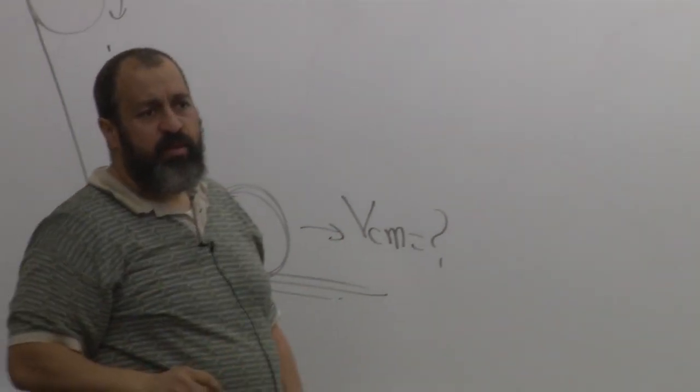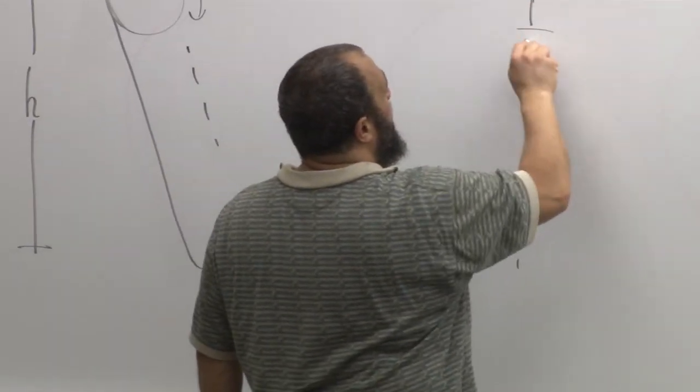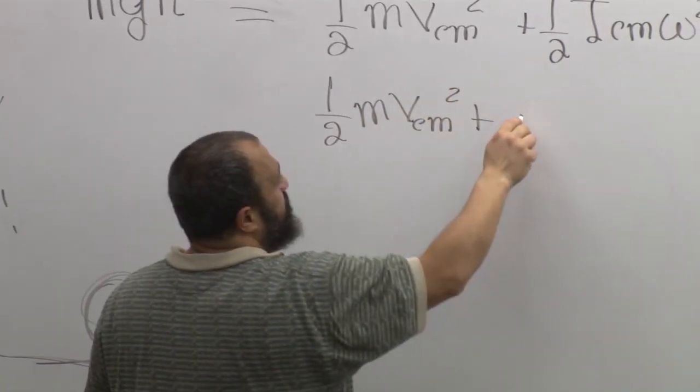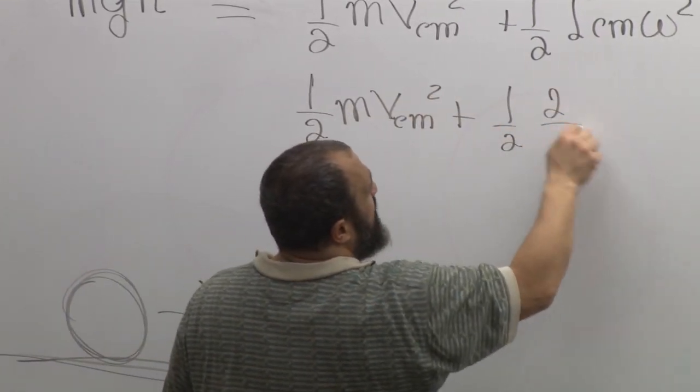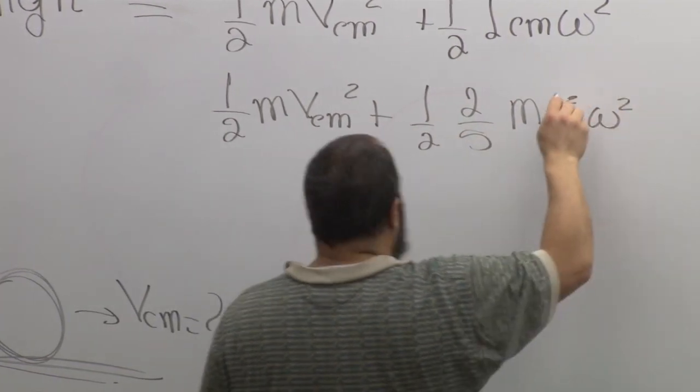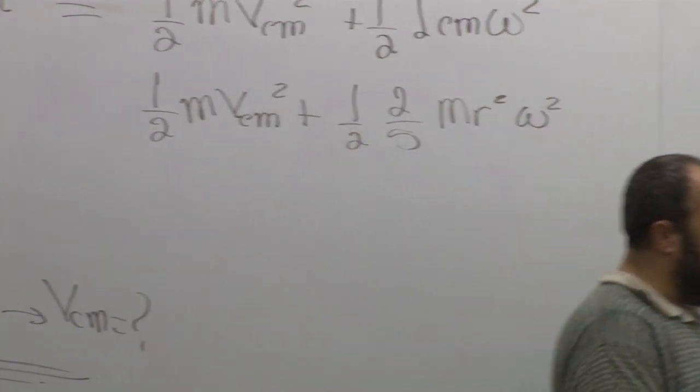For a sphere, what is the moment of inertia? I CM. Plus 1/2 times 2/5 m r squared omega squared. What is this quantity here? R omega. r squared omega squared, what is this guy?